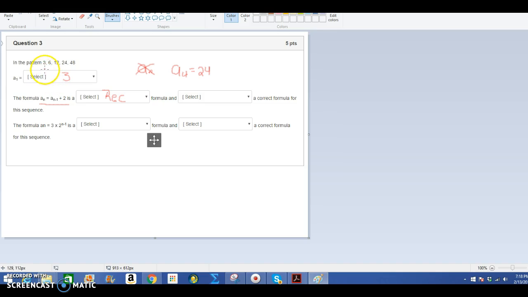Now I want to know, is this correct or not? Well, if it's correct, then I should be able to say, if I add 2 to 3, I get the next term. Yeah, not so much, right? If I add 2 to this, no. So definitely this sequence is not built by adding 2 to the previous number. So this is not a correct formula.